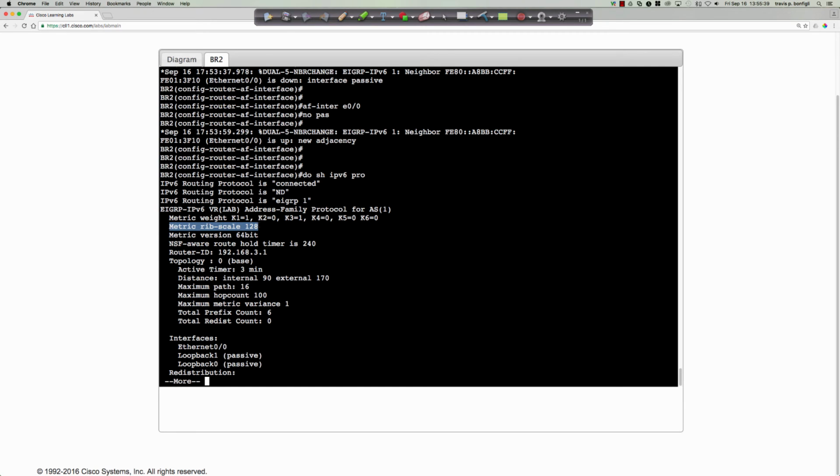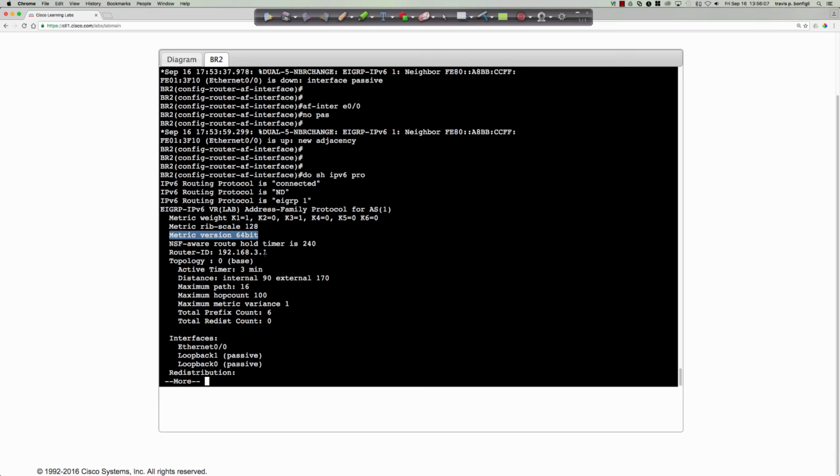Metric rib scale, right? You can see the rib scale is 128, and this is inextricably linked to metric version 64-bit. The rib scale we can actually adjust and change to give us a different format for the metrics that we're seeing, because again, they're on a 64-bit scale is what I'm trying to say.